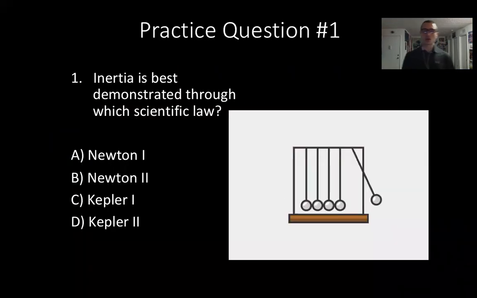Last question. Inertia is best demonstrated, again, through which scientific law? Think about what inertia is. Is it A, Newton's first law, B, Newton's second law, C, Kepler's first law, or D, Kepler's second law? Think about it. Which one had to do with inertia? It is the idea that objects want to stay in one motion or sitting still. It's going to be Newton's first law, A.